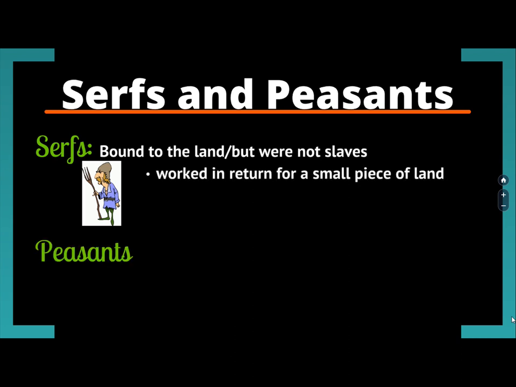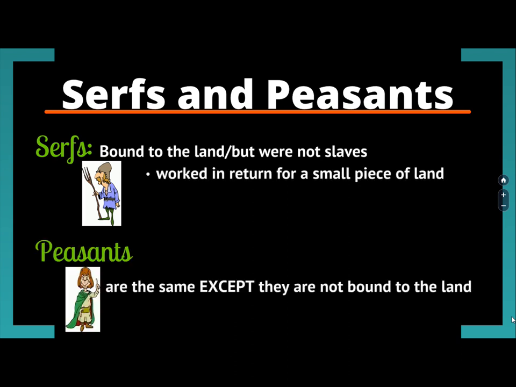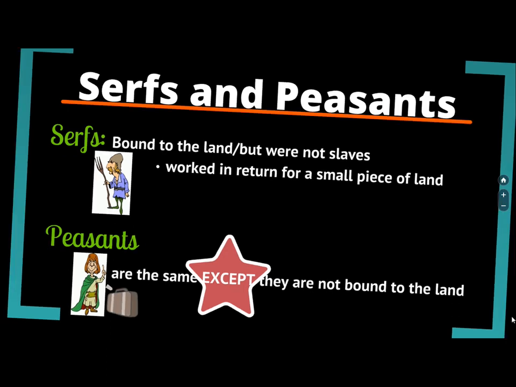So, serfs and peasants. Serfs were bound to the land but were not slaves. They worked in return for a small piece of land. Peasants, on the other hand, were basically the same, except they were not bound to the land. They were able to move.